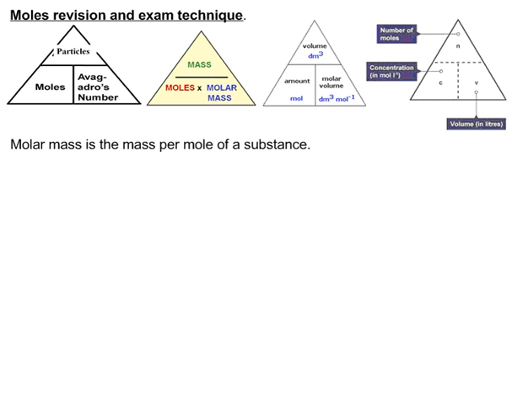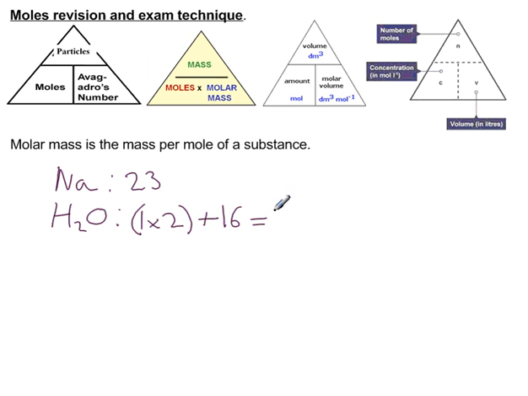Another definition is the molar mass, which is the mass per mole of substance. To work out the molar mass of anything, you use the periodic table. So, for example, the molar mass of a sodium atom, you would look up on the periodic table, which is 23. If you wanted to work out the molar mass of water, again, you use the periodic table, look for the atomic mass of hydrogen, which is 1. There's 2 of those, so you times that by 2, and then add that on to the atomic mass of oxygen, which is 16. So the molar mass of water then is 18.